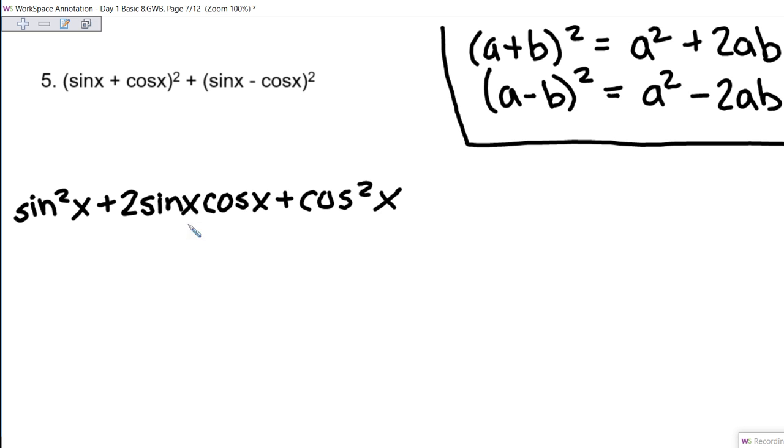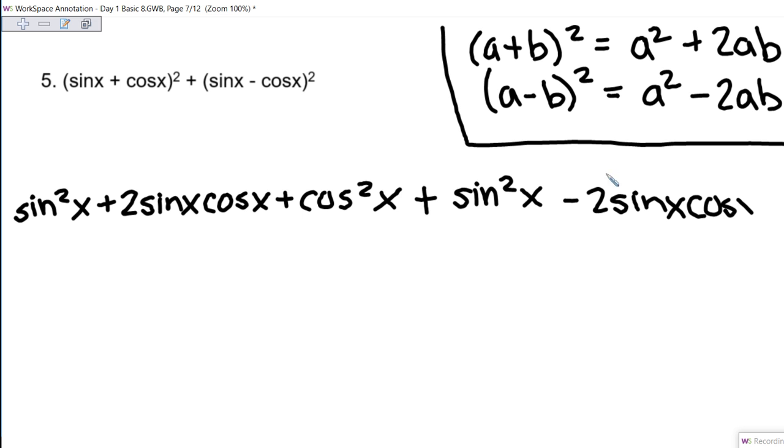Now moving on to the next binomial. Take the first term and square it. So sine of x, when you square it, you get sine squared of x. Multiply those, you get negative sine of x cosine of x. When you double it, you get negative 2 sine of x cosine of x. And when you square the last term, negative cosine of x, when you square it, you get positive cosine squared of x.